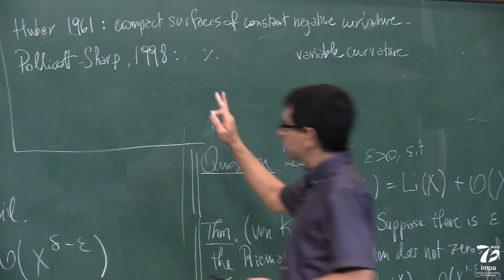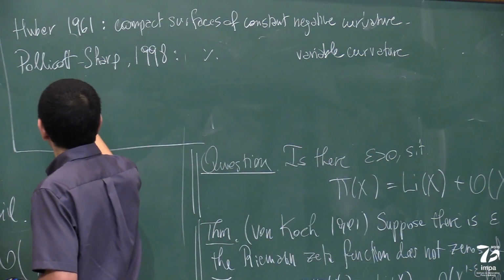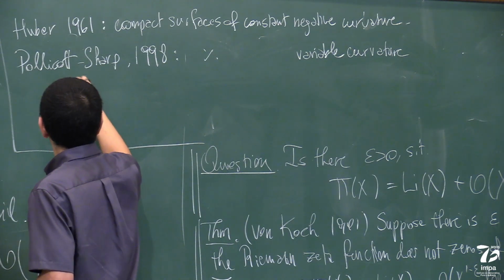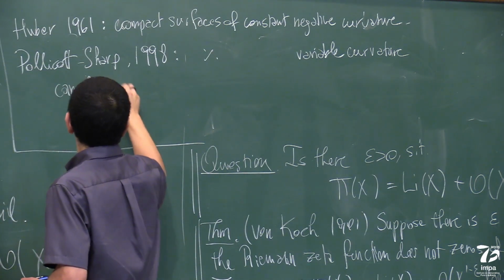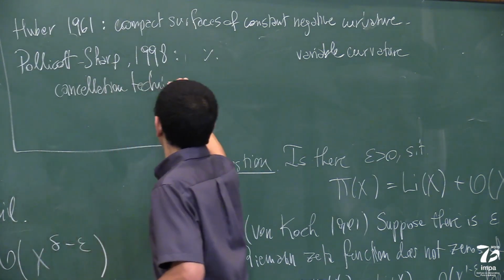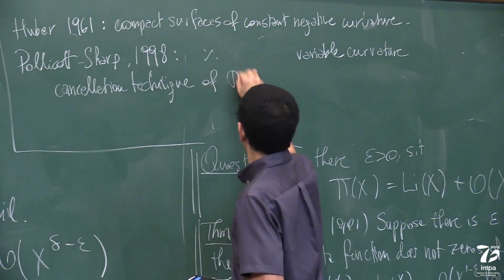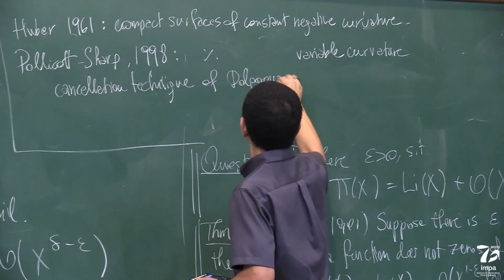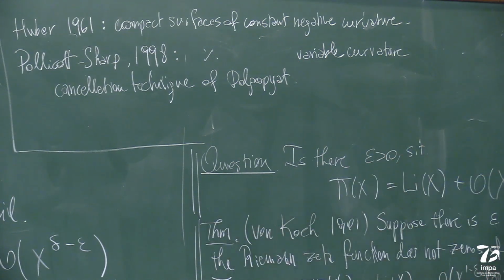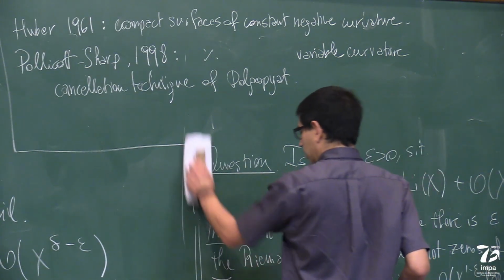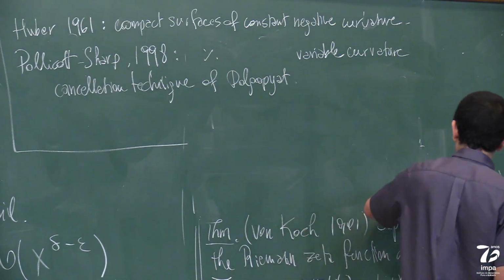And this is based crucially on this cancellation technique of Dolgopyat. Dolgopyat introduced this for a different purpose, and Pollicott and Sharp adapted this technique to get the error term for this prime orbit theorem.